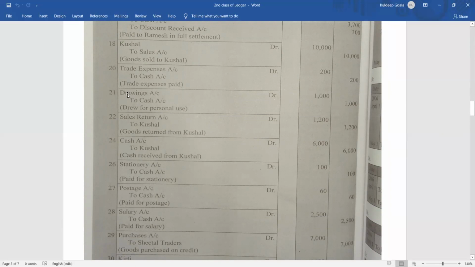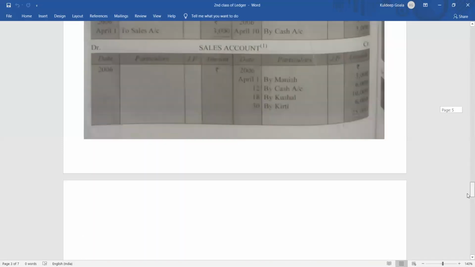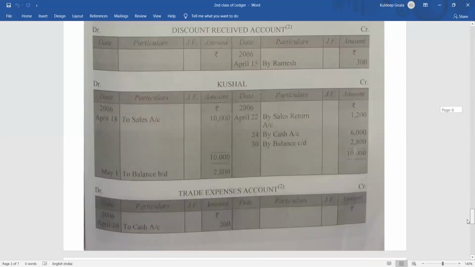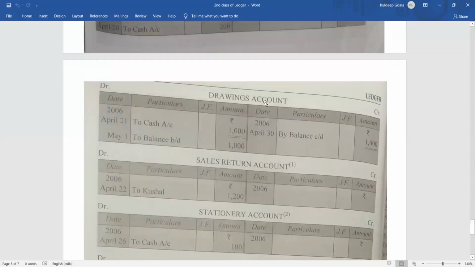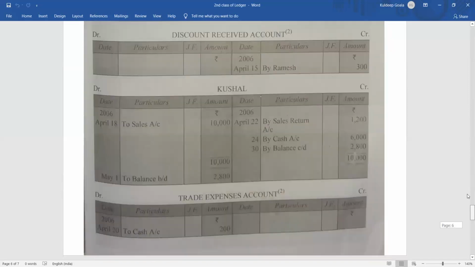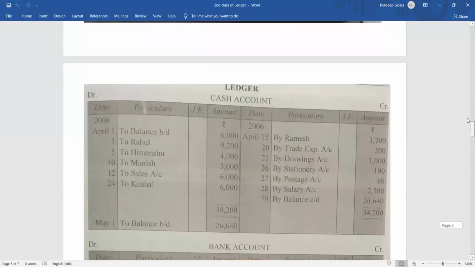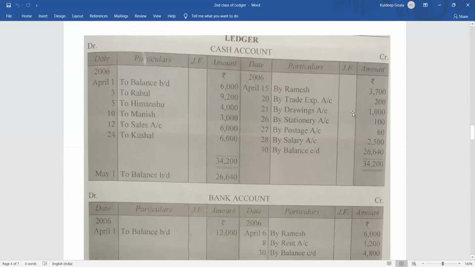So the ledger will be drawings debit side to cash, isn't it? Drawings account debit side to cash 1,000. Clear? And what will happen in the cash account? Cash account will be by drawings 1,000. Is it clear? Okay.